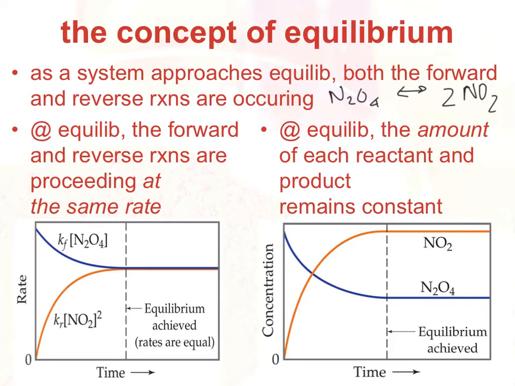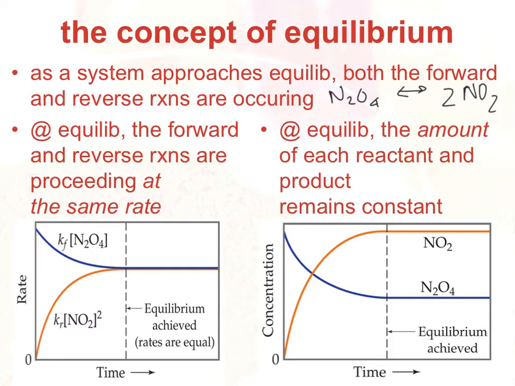As the forward reaction slows down and the reverse reaction speeds up, you reach a point in which the forward and reverse reactions are occurring at the same rate. If we look at this diagram, it relates rate versus time, showing the rate of disappearance of reactant and the rate of appearance of products. Notice that we have a slowdown of the rate of disappearance of our reactant, and an increase in the rate of appearance of our products. Eventually we get to a point where the rates are equal and equilibrium has been reached.